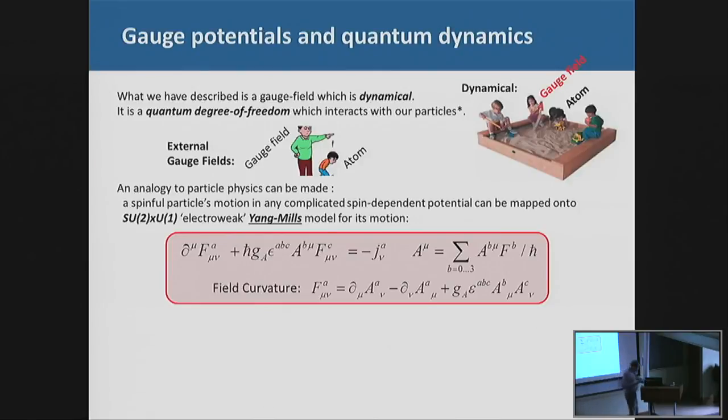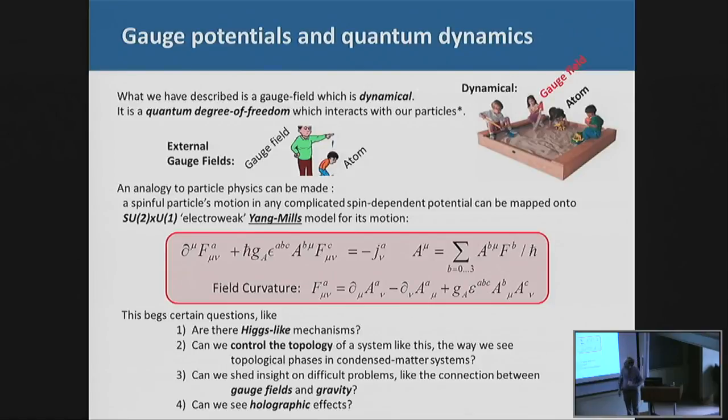Okay, so this is just a simple or useful way of thinking about this kind of light-atom interaction. And it begs certain questions. This is a Higgs-like model, so are there Higgs-like mechanisms? Do we have masses for the gauge bosons, and can we make them massless?